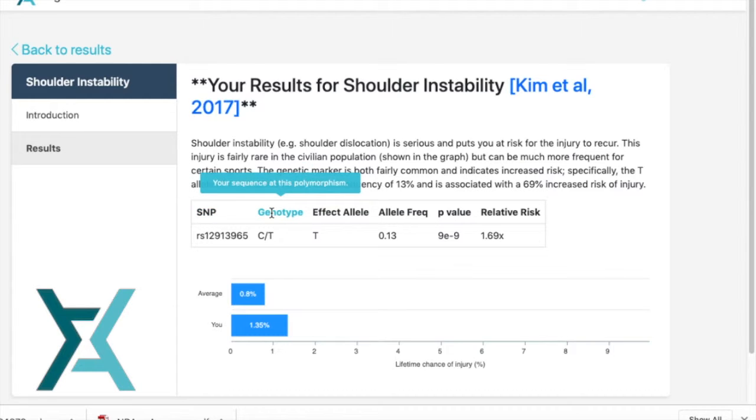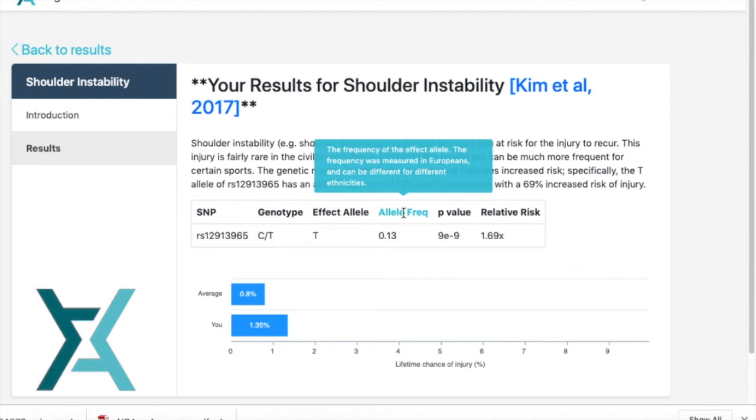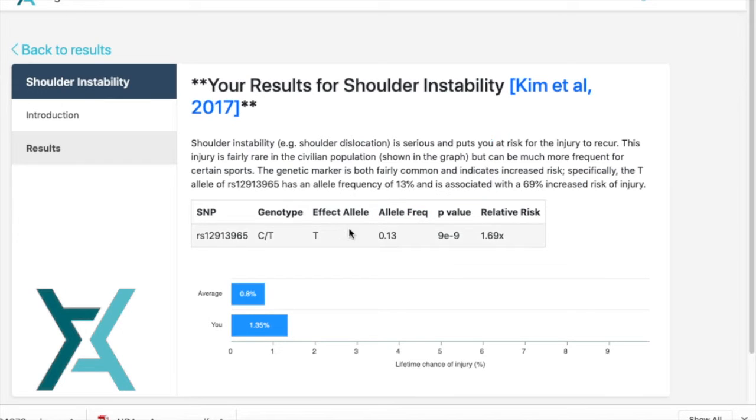Genotype is the sequence for this polymorphism for this person. So this person was a C over a T: C from one parent, T from another parent. Effect allele is the allele we care about, T. And the allele frequency is the frequency of T in the entire population. So over all people, it was 13% of the time we see a T. The rest of the time we see a C. This person had a T, so that's fairly rare, 13% of the time.